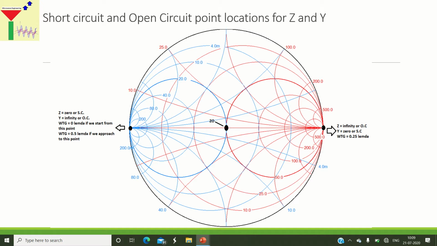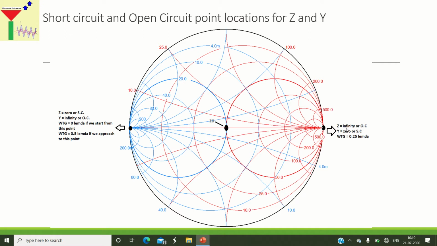Okay, so that is always representing the characteristic impedance of the transmission line with which we want to match the given load impedance, right? On the right-hand side extreme of the real axis, the value of impedance is infinite. So at this particular point, Z is equal to infinity.